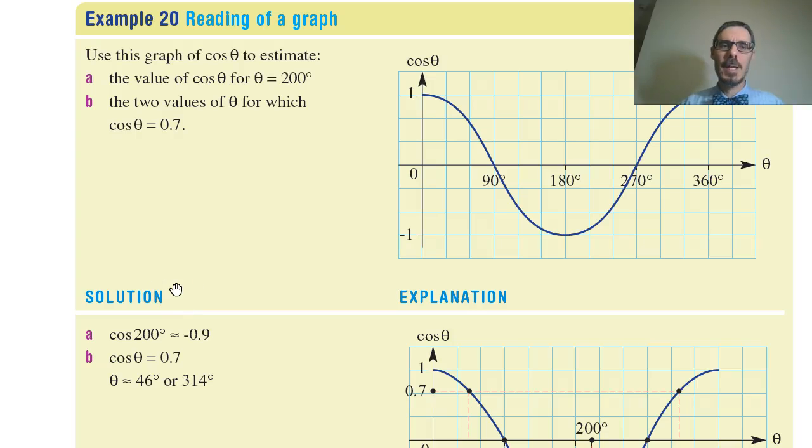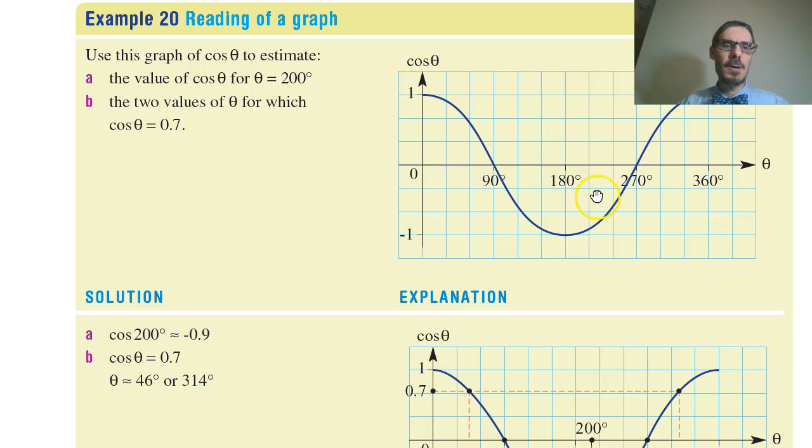So the simplest things we can ask you to do with these graphs is read and interpret them. Use this graph of cos theta to estimate the value of cos theta for 200 degrees and the two values of theta for which cos theta is 0.7.